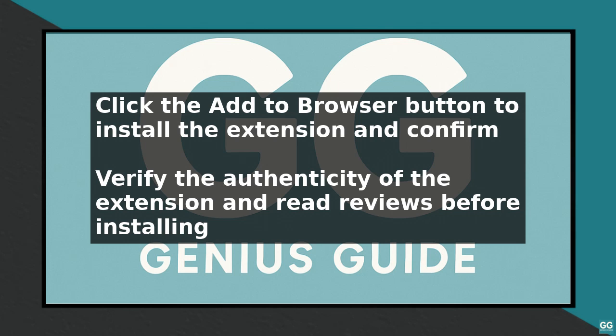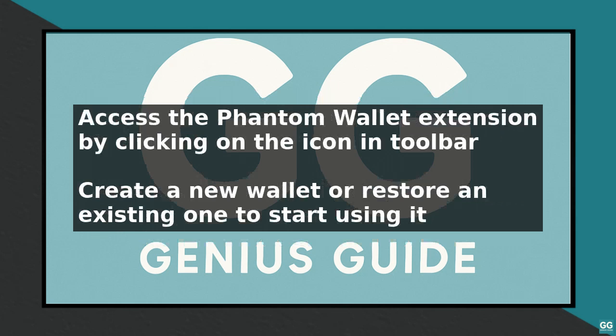It is essential to ensure that you are installing the extension from a trusted source to avoid any potential security risks. Always verify the authenticity of the extension and read reviews from other users before installing it. After installing the Phantom Wallet extension, you can access it by clicking on the extension icon in your browser's toolbar. From here, you can create a new wallet, restore an existing one, or access other features and settings.